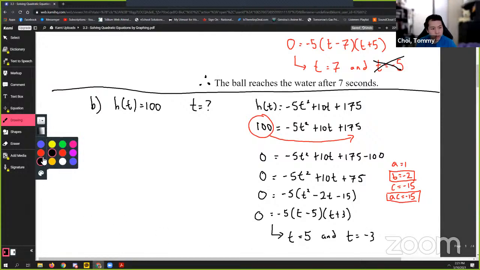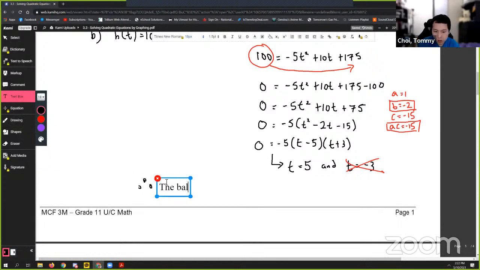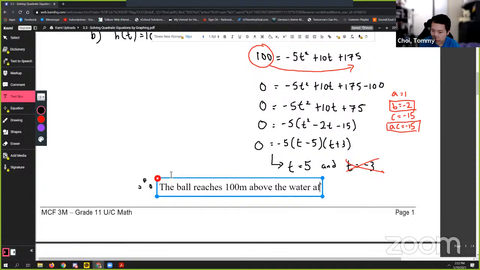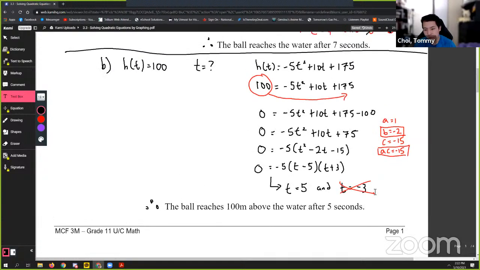But we already know we can't have negative time. So therefore, the ball reaches 100 meters above the water after 5 seconds. And that would be your answer to question B.